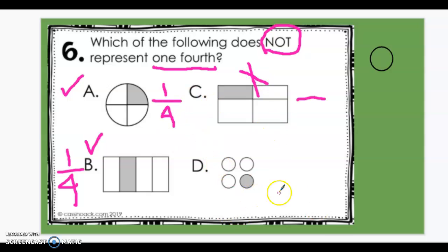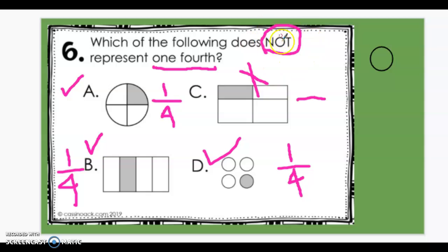And then let's look at letter D. How many circles do we have here? We have 4 circles. That's going to be your denominator because that is the total number of pieces in your whole. And then how many are shaded? Just 1. So 1/4 of your circles are shaded. That's going to get a big check mark.